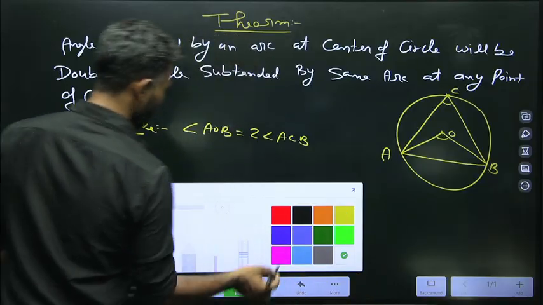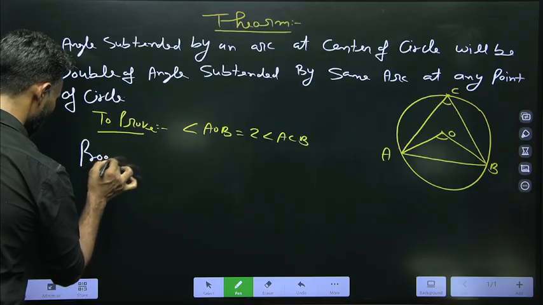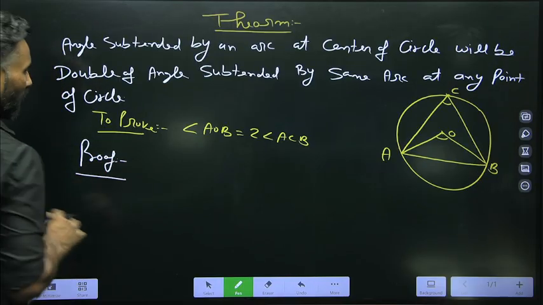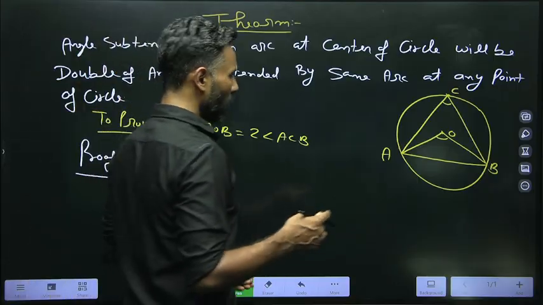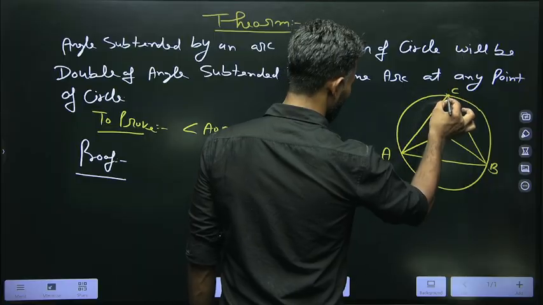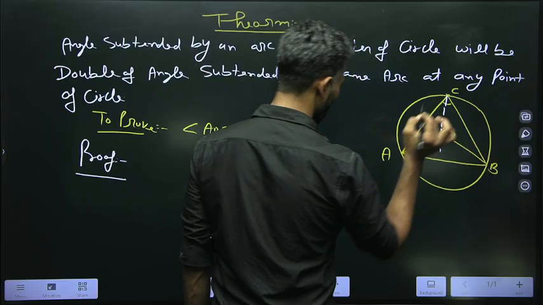So I am going to provide you the proof related to this. The proof is quite simple. To prove this, we have to draw a construction over here. So what are we going to do? We are going to connect C and O.